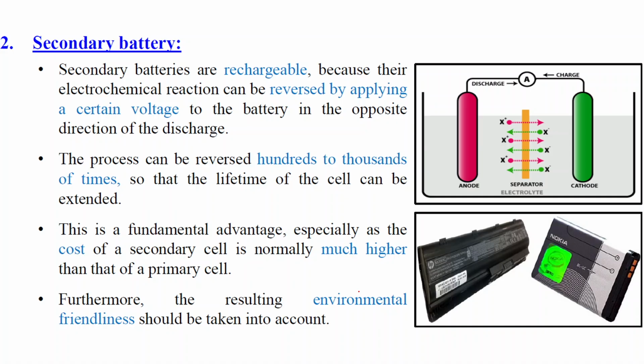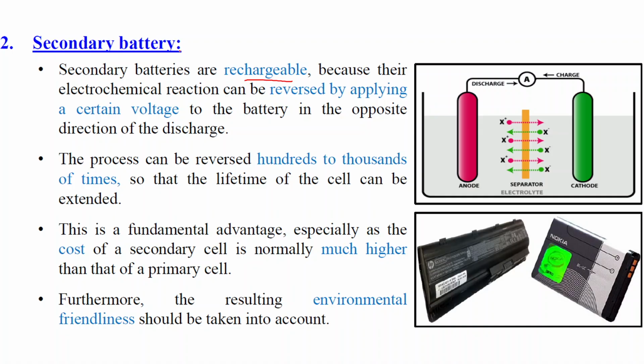Another type is the secondary batteries. Secondary batteries are rechargeable batteries. The electrochemical reactions taking place inside secondary batteries are reversible reactions. The reacting compounds are not consumed. They just get oxidized, then reduced, oxidized, then reduced. So it is a reversible procedure.